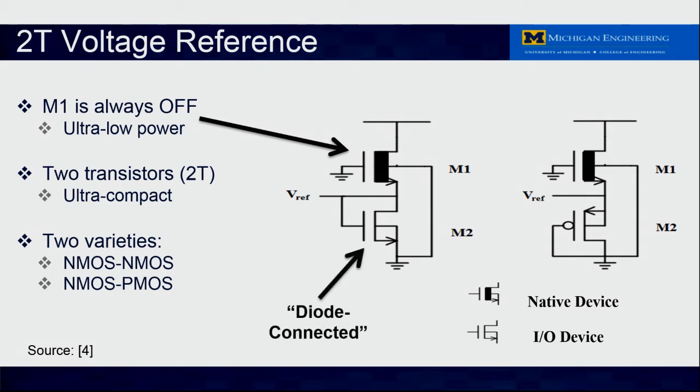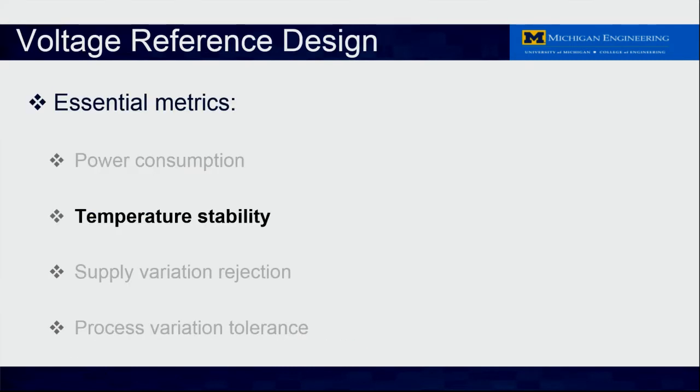The lower transistor is connected in a manner called the diode connection. The lower device may be either an NMOS device or a PMOS device. Choosing a PMOS device has been shown to offer improved temperature stability. So with that, let's now consider the temperature stability in more detail.